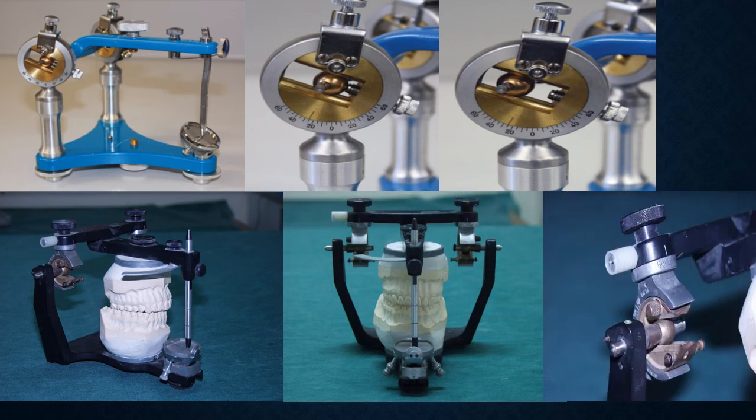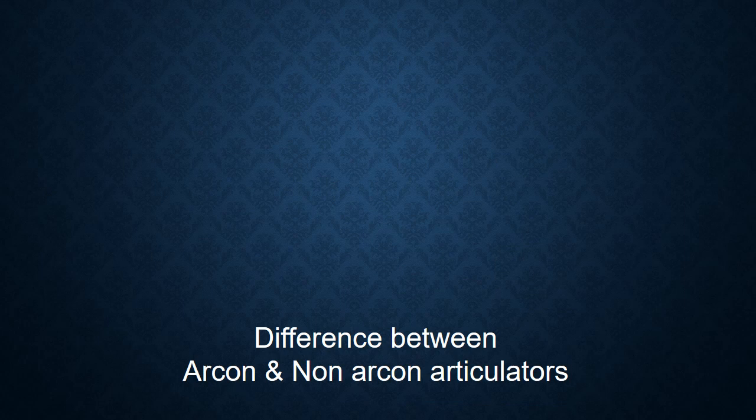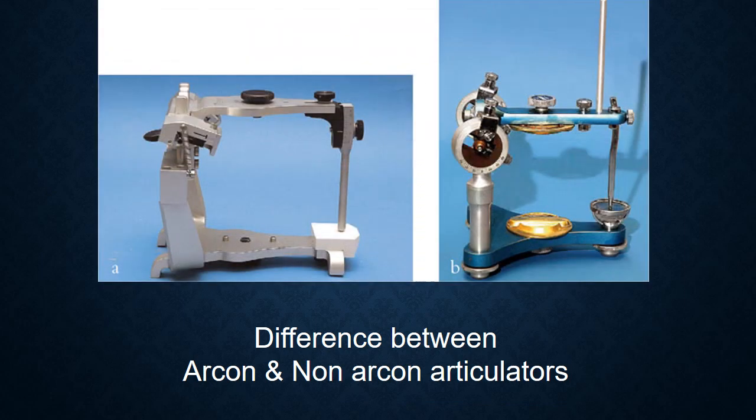I'm just going to show you the difference. The upper is the non-arcon, and the lower is the arcon, which means the condylar ball is in the lower member and the path is in the upper. This picture shows the differences between the arcon semi-adjustable articulator and the non-arcon semi-adjustable articulator. The picture on the left is the arcon articulator, in which the condyle head is attached to the lower member and the condyle pathway to the upper. The one on the right side is the non-arcon semi-adjustable articulator, in which the condylar ball is attached to the upper member and the condylar path to the lower member.